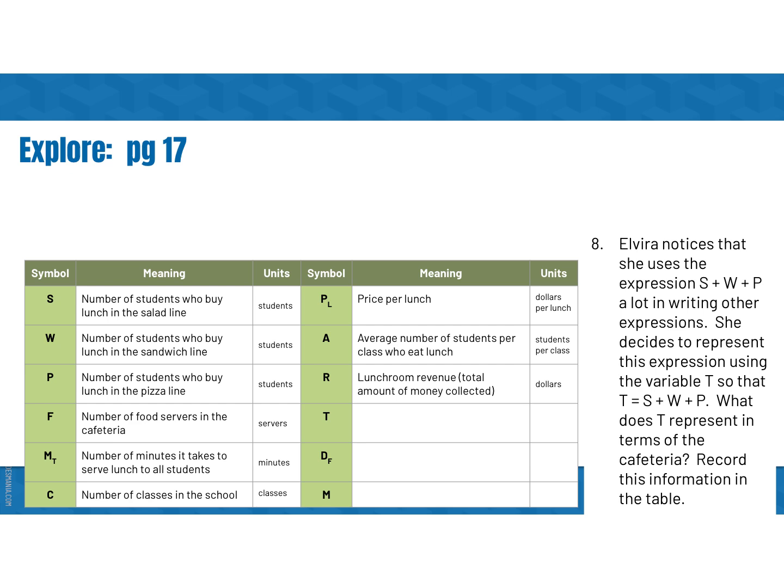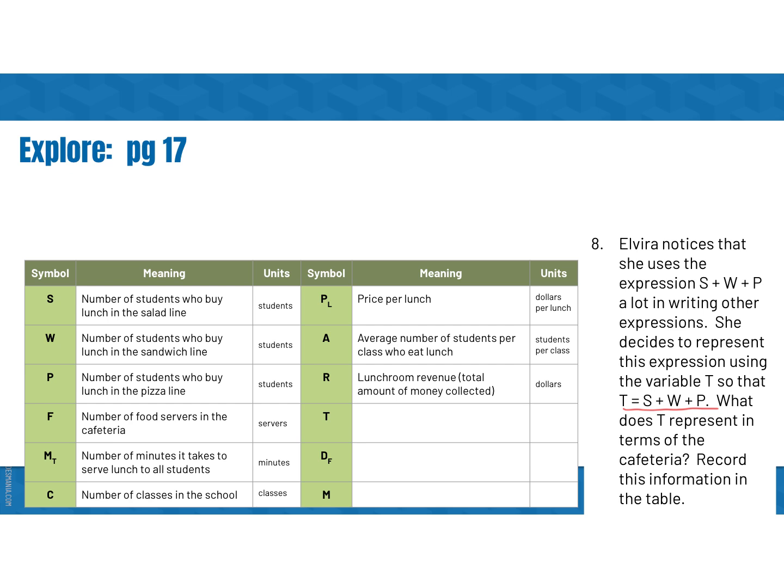All right, still on page 17, number 8. Elvira noticed that she uses the expression S plus W plus P a lot in writing other expressions. She strives to represent this expression using the variable t. So I'm going to highlight that, underline it. So t equals S plus W plus P. What does the t represent in terms of the cafeteria? So think about that, write that down, and then come back to me.